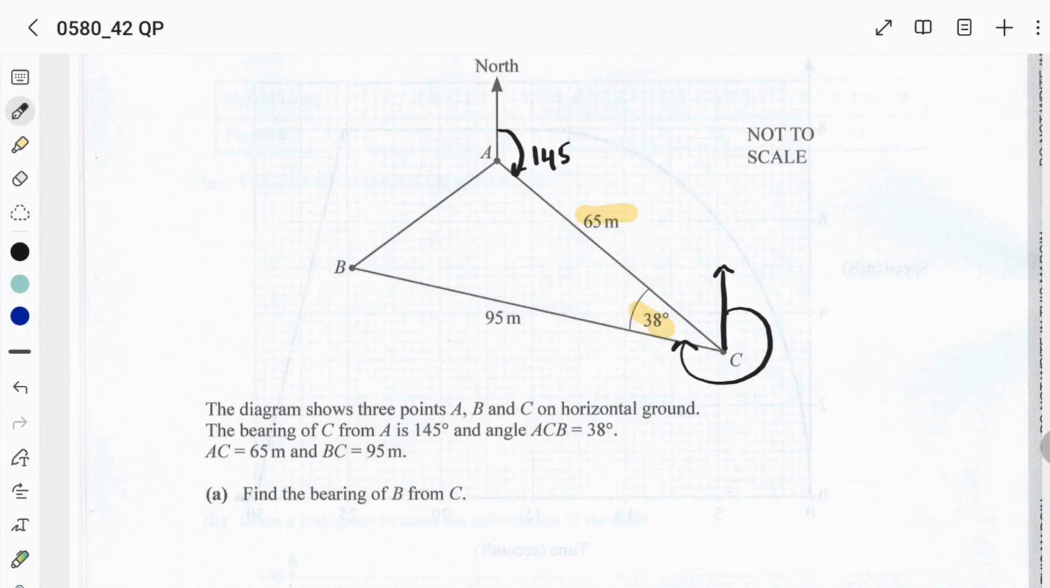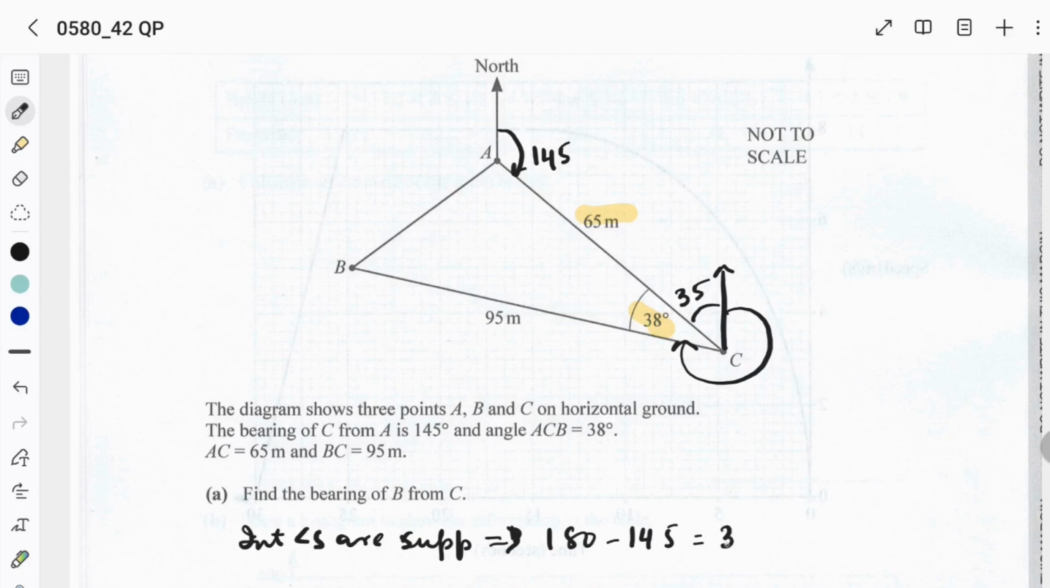Whenever we look at this angle, which is the co-interior angle of 145, we have to find 180 minus 145. Co-interior angles are supplementary. The sum is 180 degrees. So 180 minus 145 is 35 here.